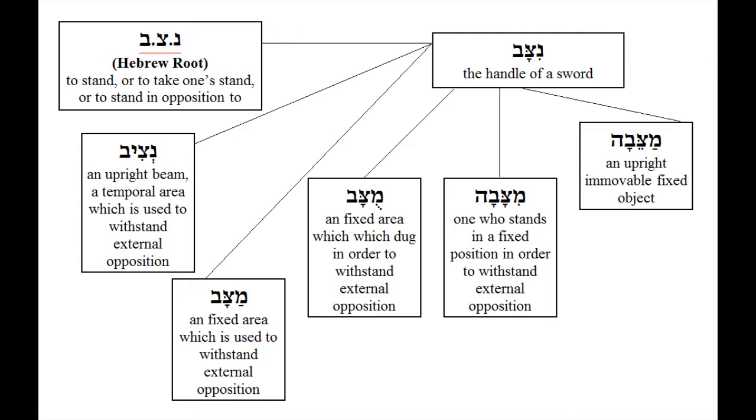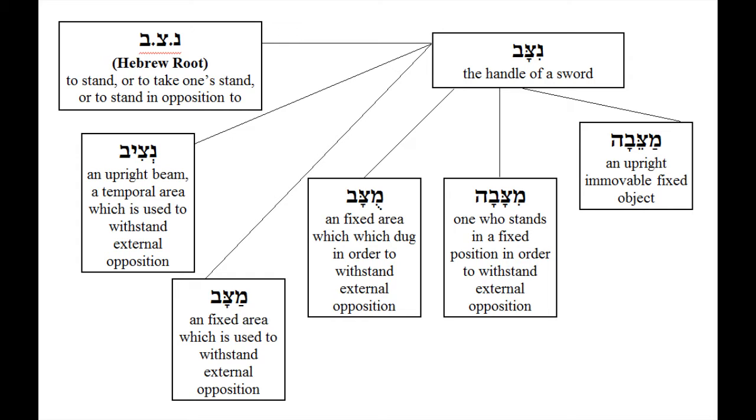And then you have a matseva, which is an upright immovable object, which of course you find is connected to the issue of being in a fixed position or stance. Mitzava, one who stands in a fixed position in order to withstand external opposition. So this would be considered a fixed post of an army that's gone out in order to control an area continually and withstand opposition there. And then you see mutzav, a fixed area which is dug in order to withstand external opposition.